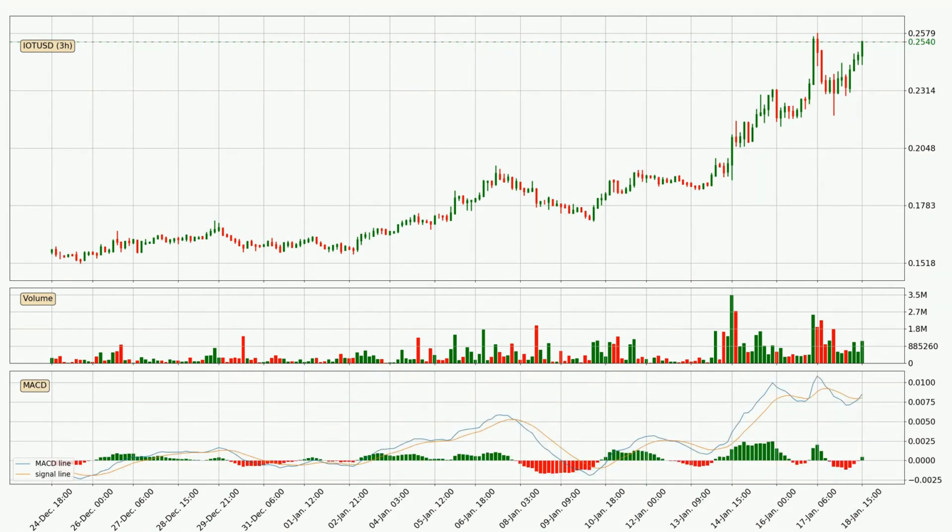Jumping to the 3-hourly MACD, the MACD line is above the signal line, which shows that the current trend is on the upside. Looking at the MACD histogram, we can see that the momentum is strong at the moment, and we can expect the price to continue growing or maybe at least remaining the same for some time.